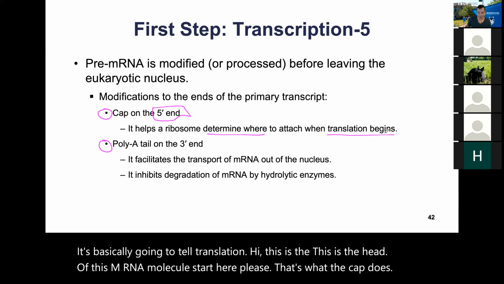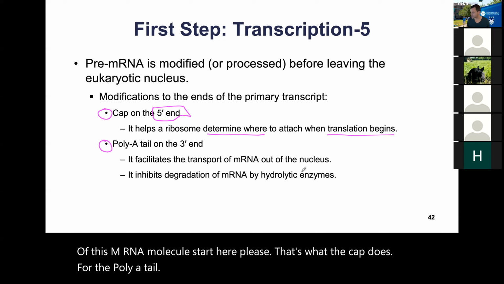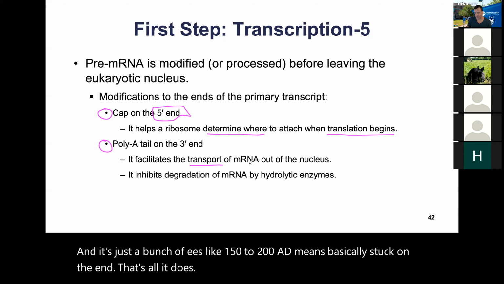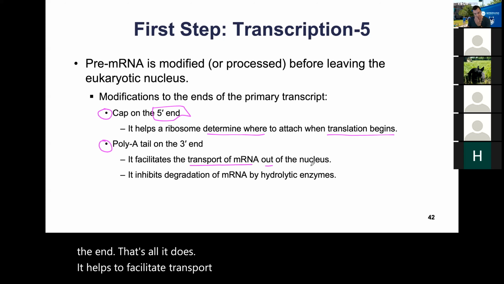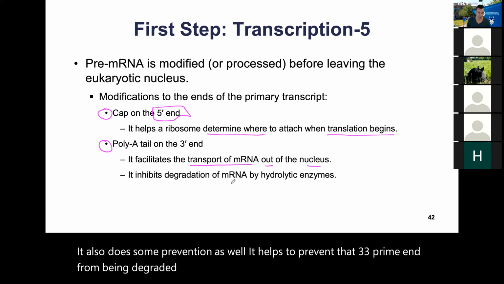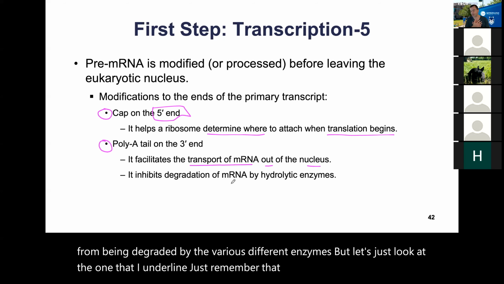For the poly A tail, and it's just a bunch of A's, like 150 to 200 adenines, basically, stuck on the end. That's all it does. It helps to facilitate transport of mRNA out of the nucleus, okay? It also does some prevention as well. It helps to prevent that 3' end from being degraded by the various different enzymes. But let's just look at the one that I underlined. Just remember that one, and I will be happy. I will be so happy.